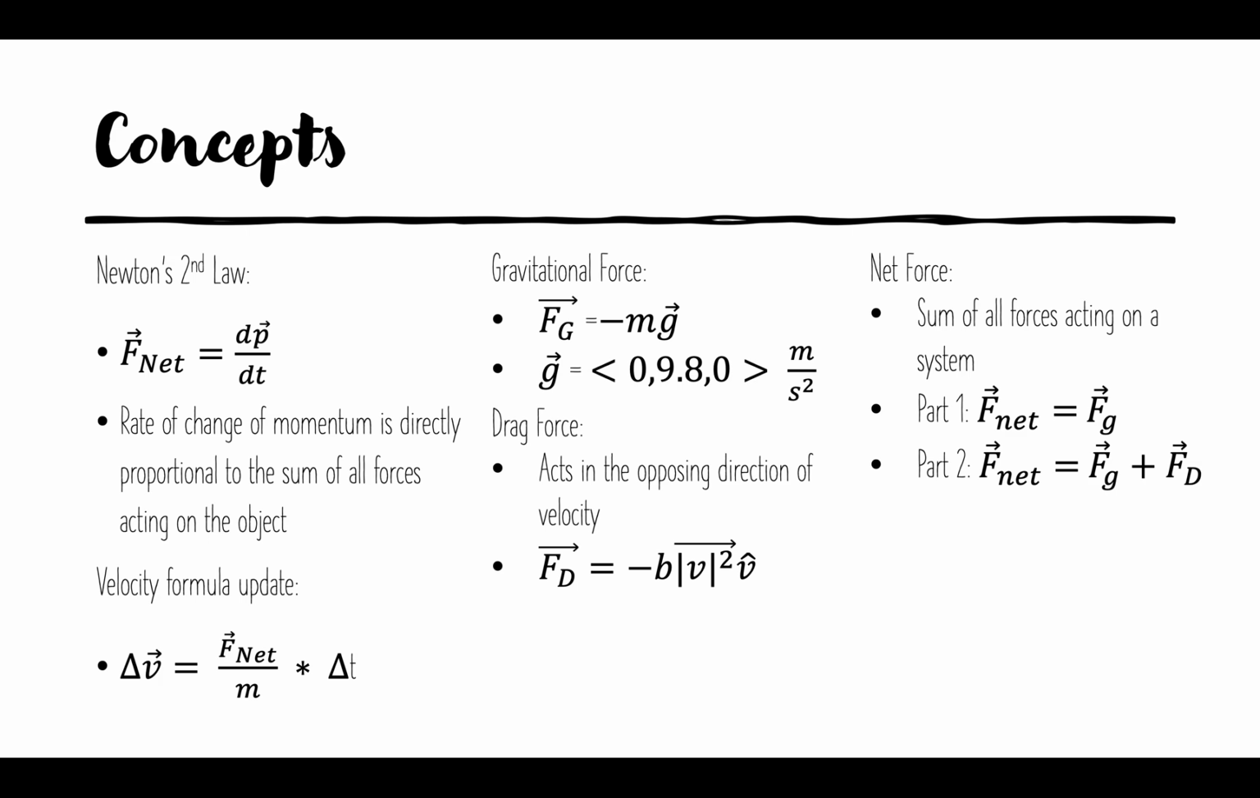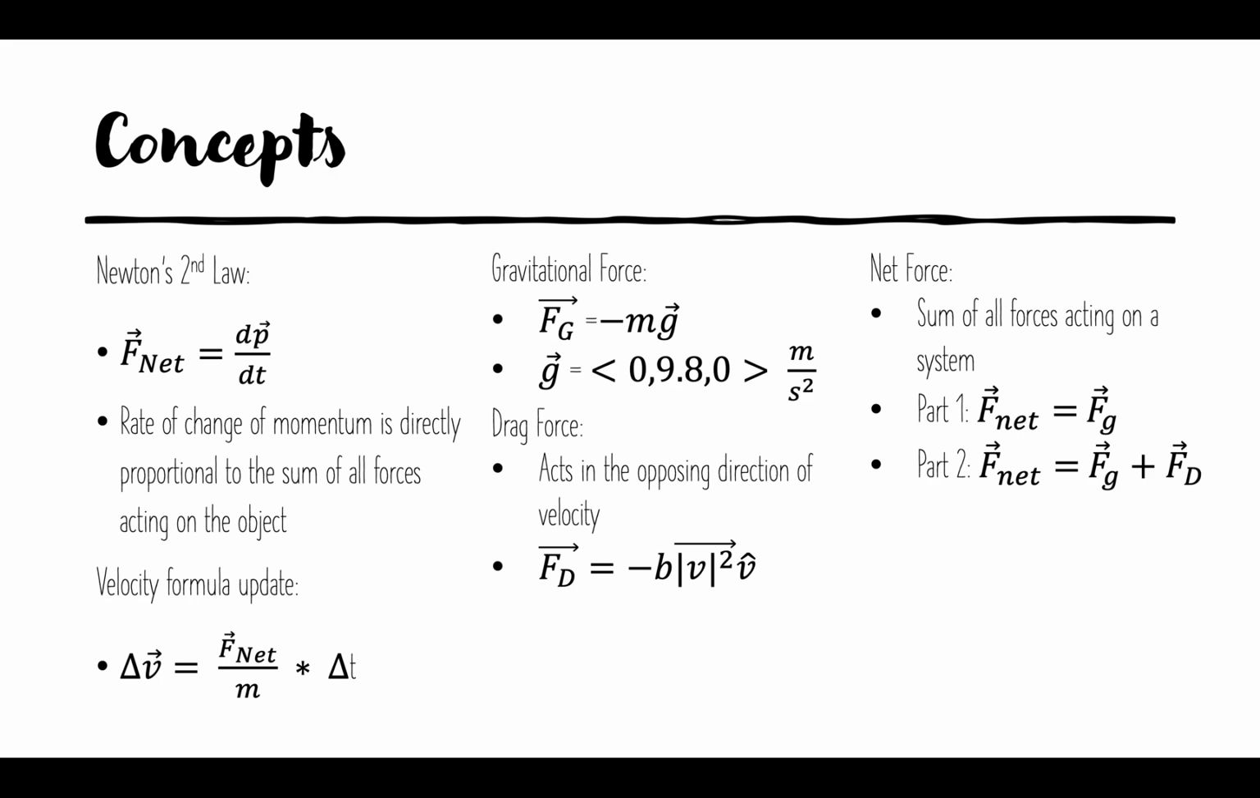The gravitational force is the attractive force that exists between all objects with mass or energy. It points towards the Earth's center of mass and can be calculated by multiplying the mass of an object by the acceleration due to gravity, 9.8. Lastly, the drag force is a force that opposes the motion of an object through a fluid or air. It is calculated by squaring the velocity and multiplying it by a coefficient b that depends on the environmental conditions.